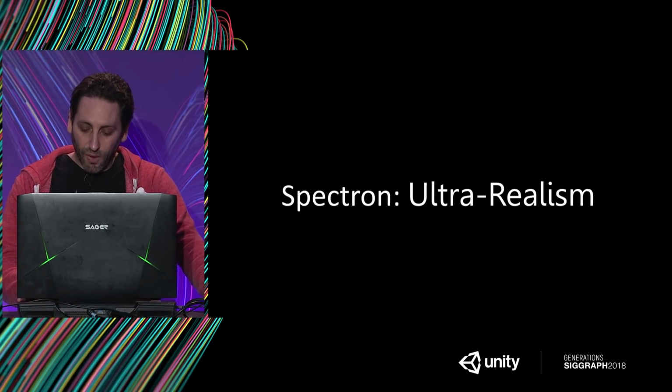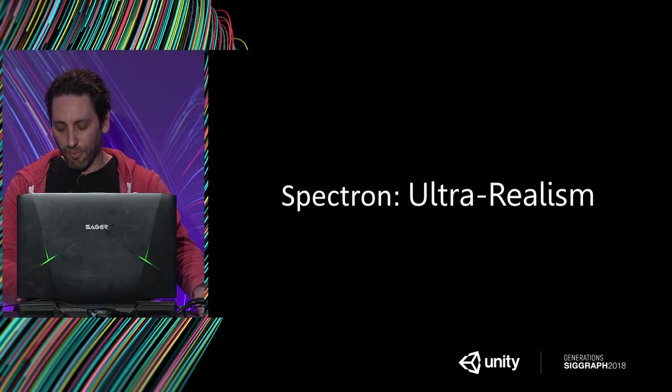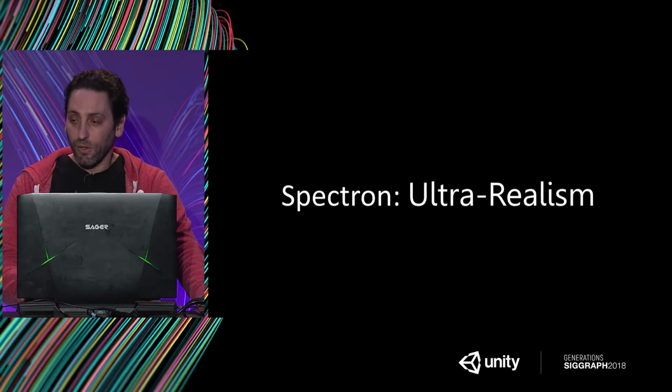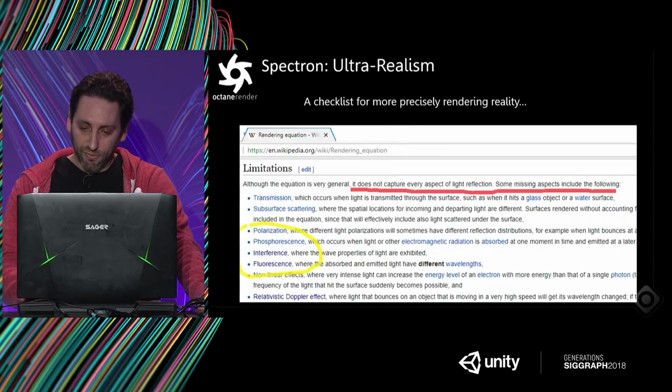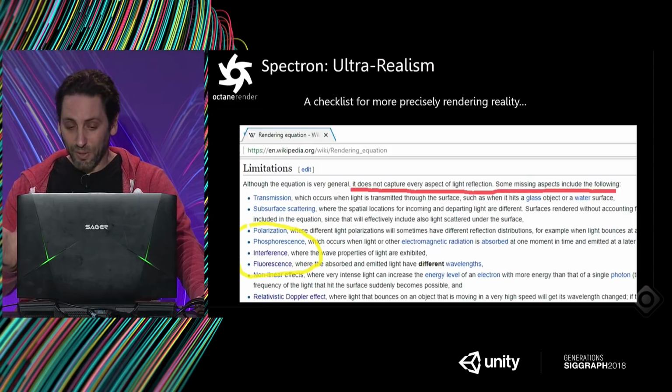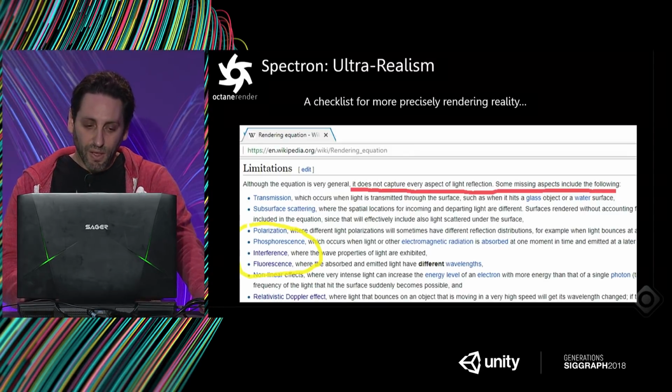So on the other side of the spectrum, we wanted to use Spectron to sort of give us a sandbox of new tools, all of which could be driven by shaders, to go after the last bits of pieces that Octane has not yet covered. So if you go to Wikipedia and you look up the rendering equation, the very famous one that every path tracer uses to define how to render, there's a lot of pieces that aren't in that equation.